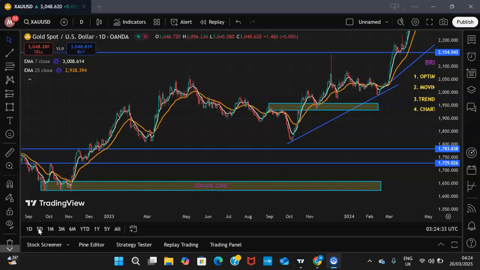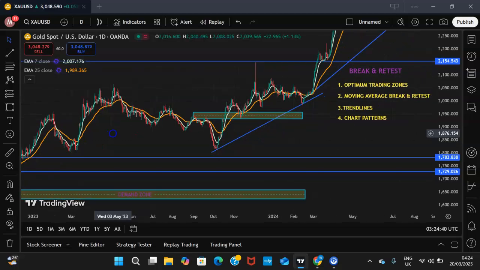So, what's the first approach to what we want to talk about today? The topic we're talking about is what I call the break and retest concept. And like you can see here, there are four different approaches to using the break and retest concept.